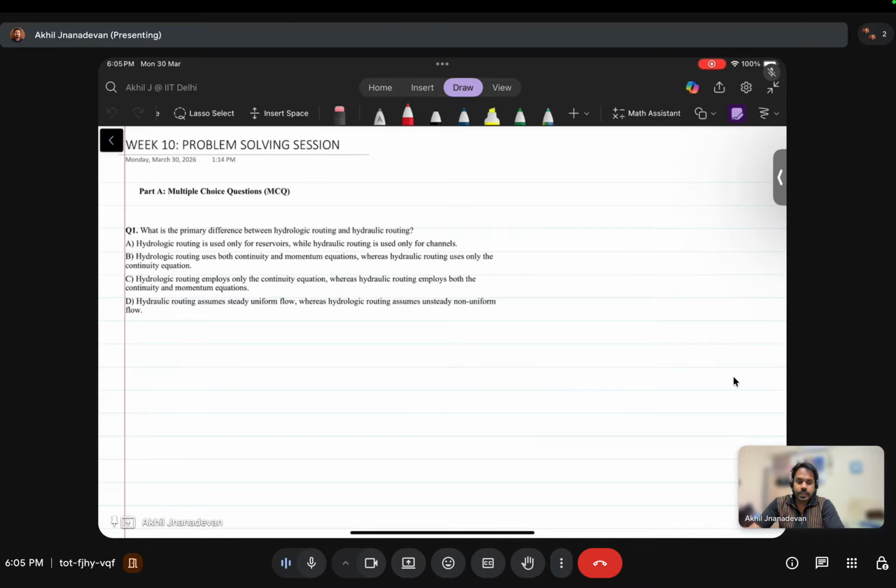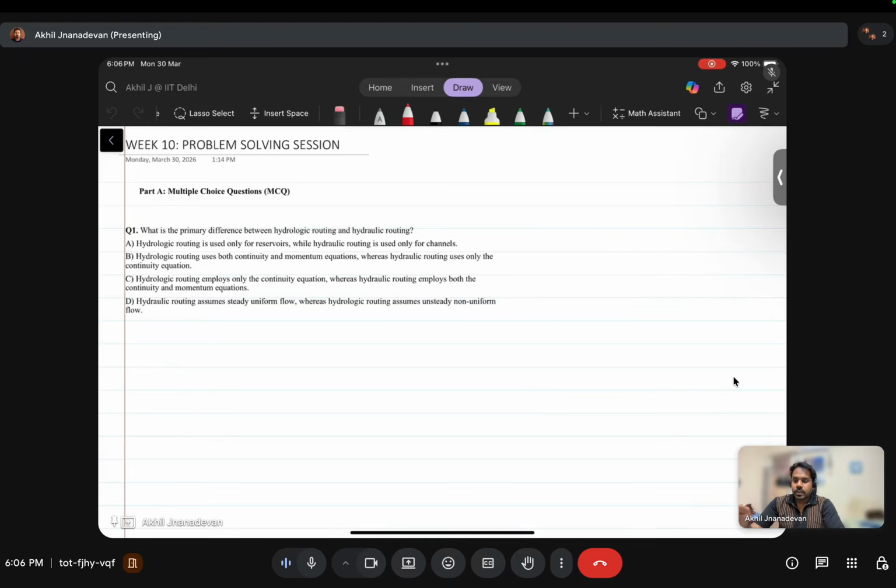In the week 10 lecture, we saw different types of flow routing, that is hydrologic flow routing and hydraulic flow routing, and the differences between them that we'll be covering. Based on the syllabus, in the lecture we focused only on hydrologic routing. Within hydrologic routing, we saw two types of routing, that is reservoir routing and river channel routing.